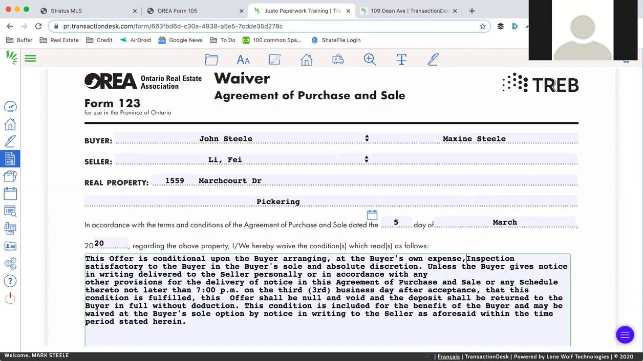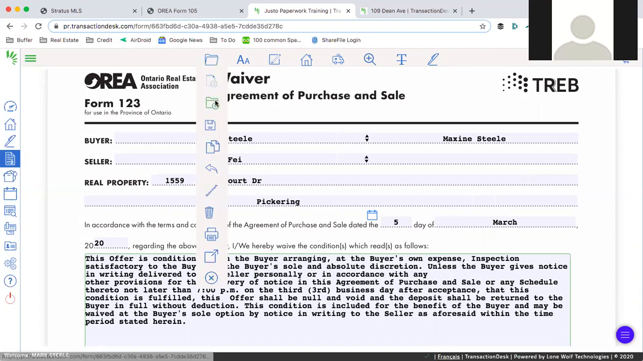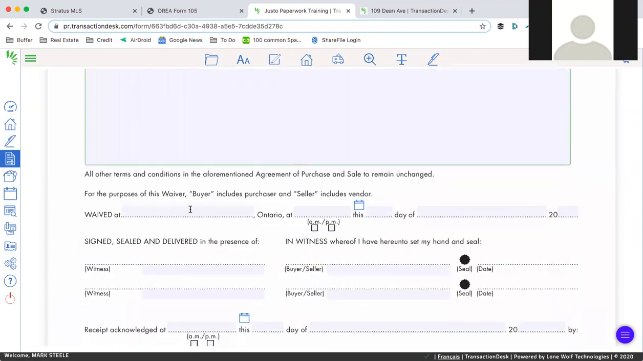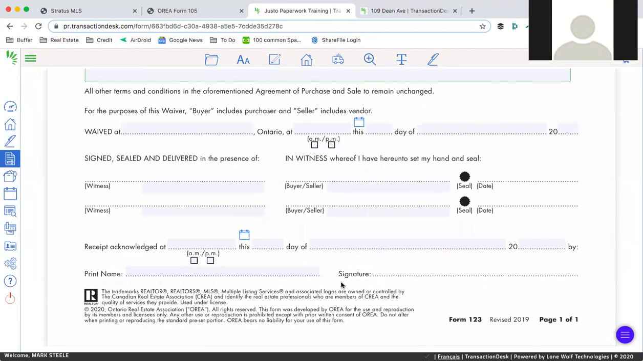So to clarify once again, this waiver form is used if your client no longer wants a condition to be important for that deal, and you'd use the notice of fulfillment of conditions to say the client met that condition and is now complete. Very straightforward form, same signatures in the same spots as the fulfillment.